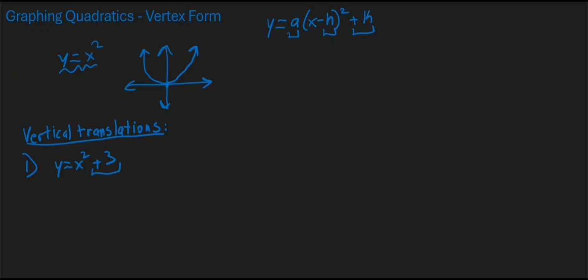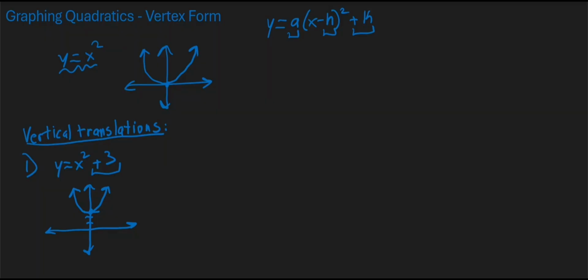So the vertex just shifts up by 3 points, and every point on the parabola also would shift up by 3 points. And the new graph would be centered, the vertex would be at (0, 3), and the graph would be opening upwards. Same shape, but every point just shifts up by 3 units.